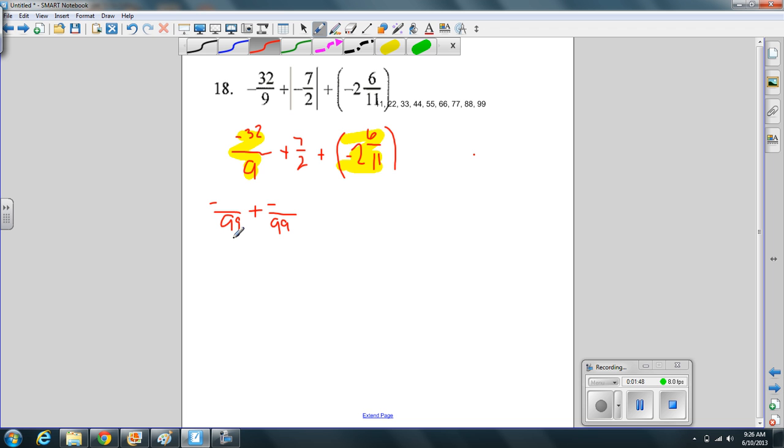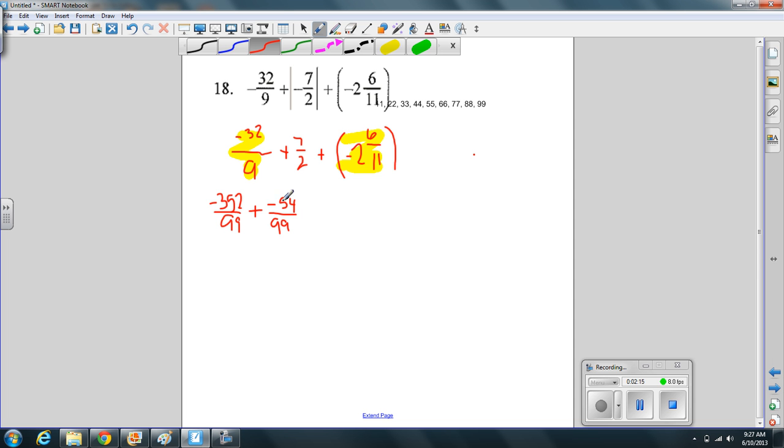9 times what is 99? I hope you're saying 11. And 32 times 11 is 352. All right, I know the numbers are going to get kind of big, but you can do it. You can work it out. 11 times what is 99? Times 9. So 9 times 6 is 54.